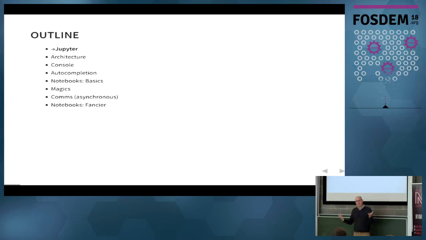I'll talk about magics, which are sort of like macros in a way. They kind of transform the input or the output of different notebook cells. And then I'll go into some more clever things like comms, which are ways of doing asynchronous communication between the notebook and the server. And then finally, I'll go through a fancier notebook example and show you how to put some of these different features together.